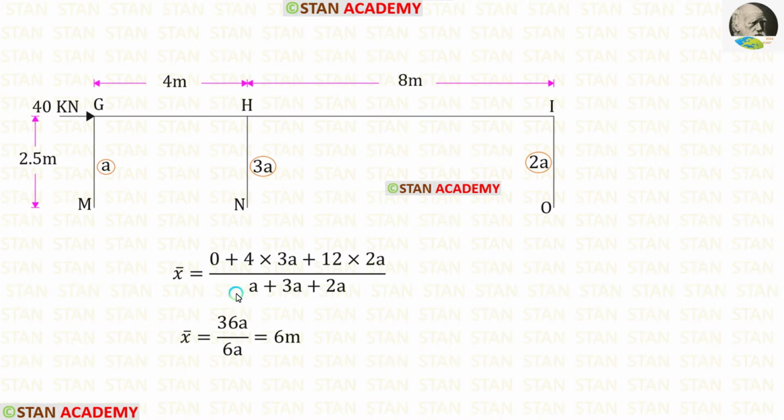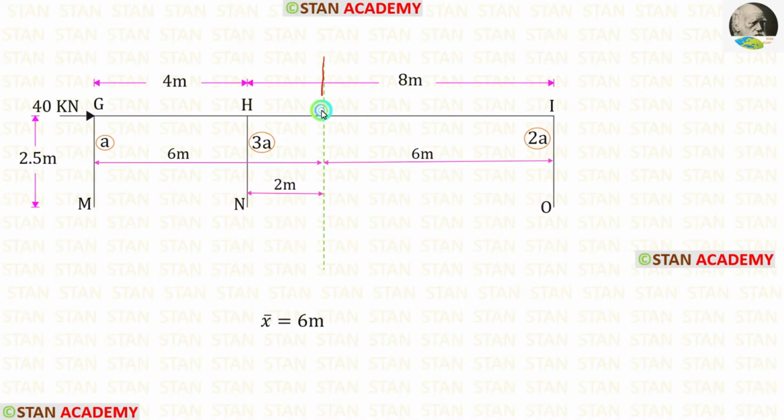In the denominator, we have to add all of the areas. So A plus 3A plus 2A. When we multiply these two, we will get 12A. When we multiply these two, we will get 24A. 12A plus 24A, we will get 36A. When we add these three, we will get 6A. We can eliminate A. 36 by 6 is 6. So for x bar, we are getting 6.